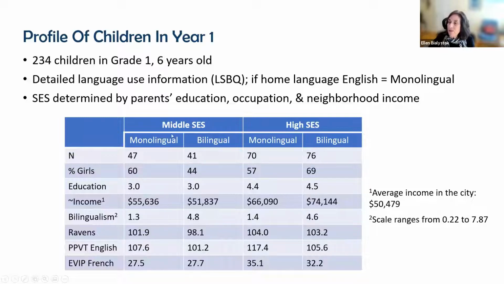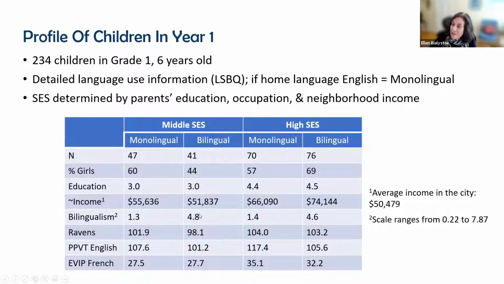We divided them into middle SES and high SES based on parents' education. I need to point out, none of these kids are really low SES. 3 here means high school diploma. 4+ means professional or graduate education. So these are very small differences. And yet they cluster into these groups that we call middle and high SES. These are estimates of their income. You can see the higher SES are making more money.